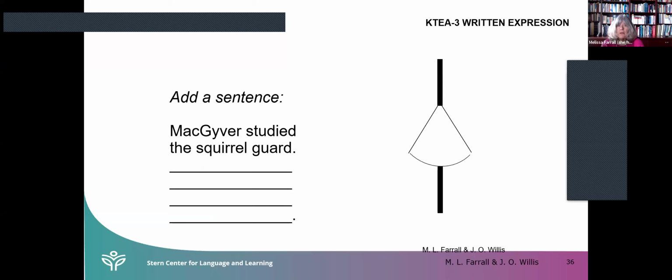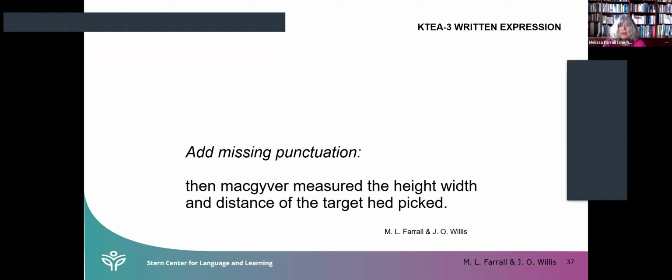So fill in the missing words, add a sentence. MacGyver studied the squirrel guard. So now we're gonna have a sentence that kind of has to work like a transition. So we're gonna go from MacGyver studied the squirrel guard to what happened next. So this is just formulation of a sentence, and there are no particular constraints on how that sentence is formulated. Add missing punctuation. Here we are going to the indirect ways of measuring writing skill. Then MacGyver measured the height, width, and distance of the target he'd picked. Add missing punctuation. Quick and easy to score.